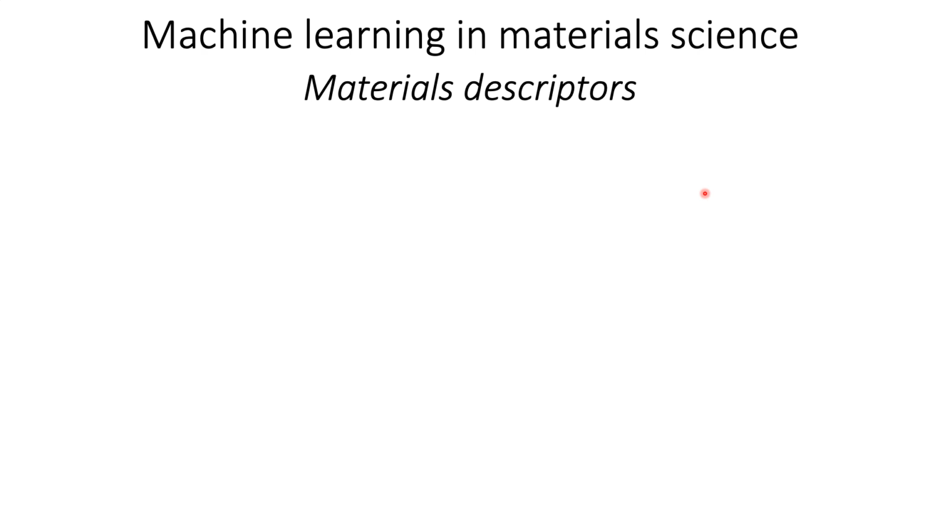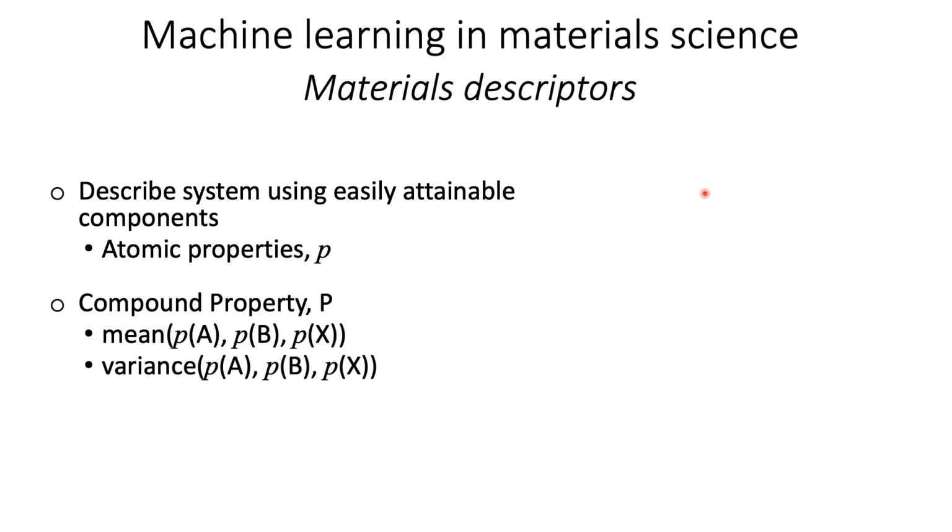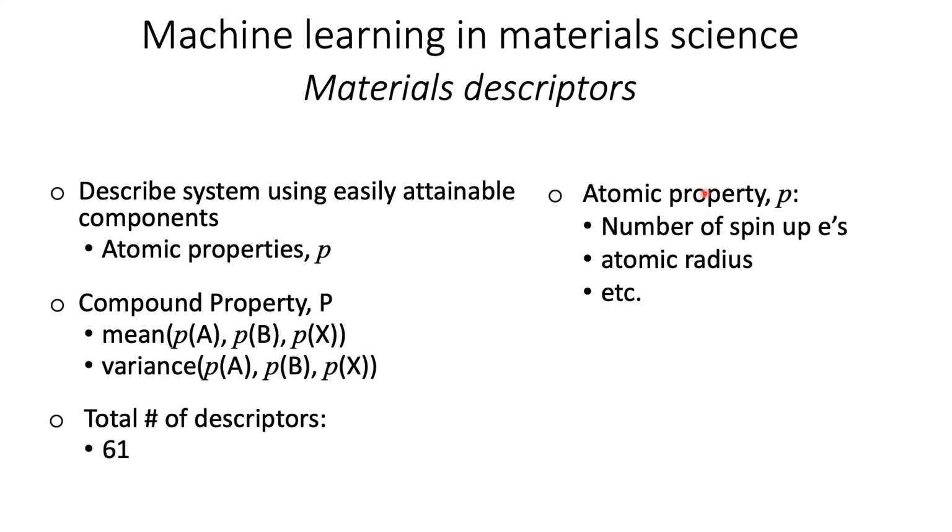Now, in order to build a model, we need to create some descriptors to describe our data. And for these, we use really simple-minded ad hoc descriptors that are collections of atomic properties, little p, where we estimate the property of a compound by taking the mean or the variance of these lists of atomic properties of the constituent elements. So for instance, if we do this, we get about 61 total descriptors, and for atomic properties little p, we use things like number of unpaired electrons, the atomic radius, the ionization energy of the atom, and so on.